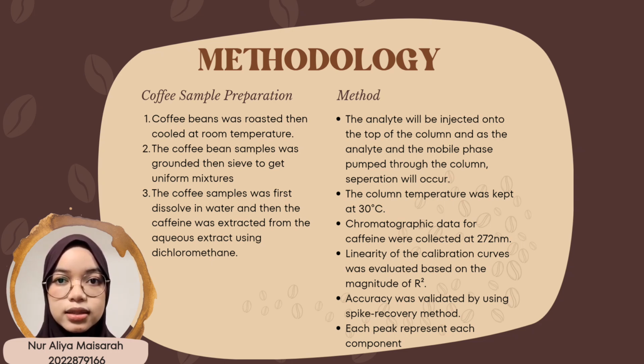As the analyte and the mobile phase are pumped through the column, separation will occur. The column temperature was kept at 30 degrees Celsius. Chromatographic data for caffeine were collected at 272 nanometers. Linearity of the calibration curves was evaluated based on the magnitude of R-square. Accuracy was validated by using the spike recovery method. Each peak represents each component.